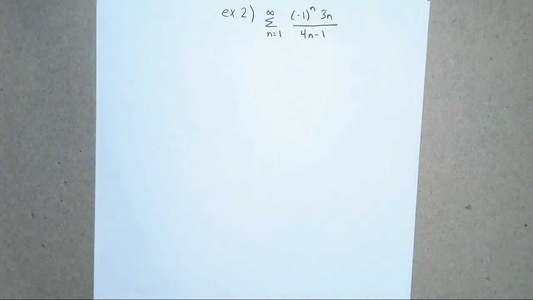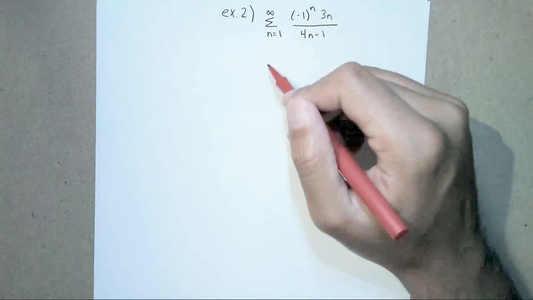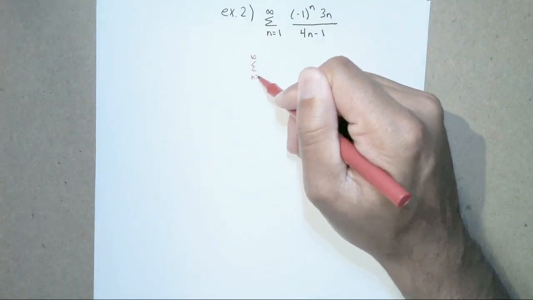Now for the next one, same thing. I notice it's -1 to the n, so I'm going to break it apart. Step 1, break it apart.